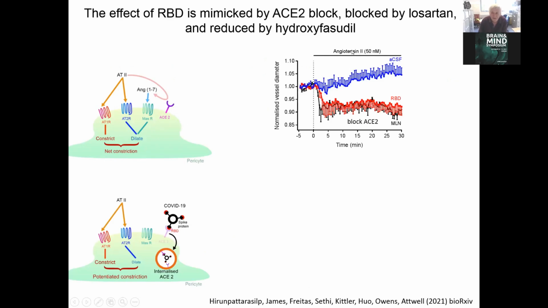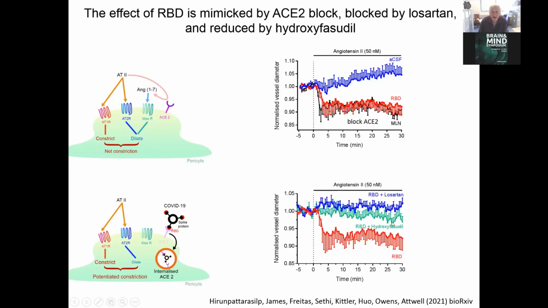indeed it does. When you apply angiotensin 2, you get this potentiated constriction in the presence of the RBD. You get the same potentiated constriction if you block ACE2, and this potentiated constriction can be blocked by the AT1 receptor blocker losartan. And so it's interesting, there are currently some clinical trials going on looking at whether losartan can reduce some of the effects of COVID-19 on the brain and other organs.